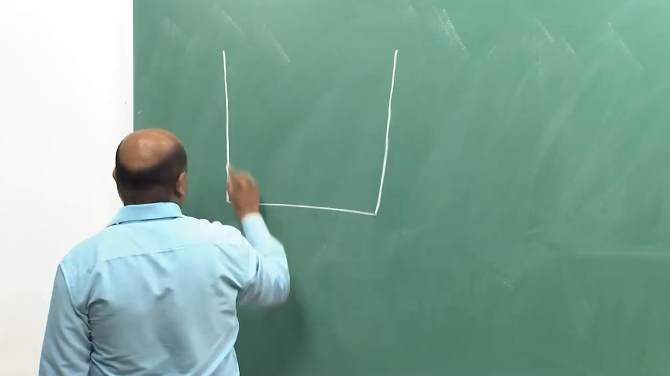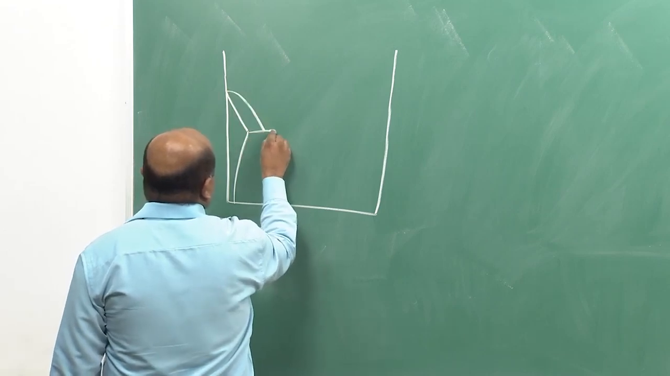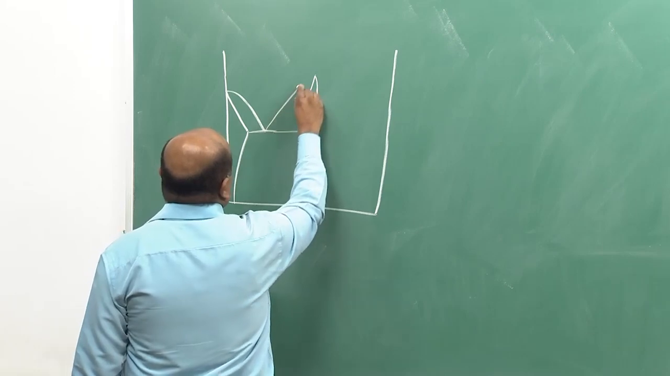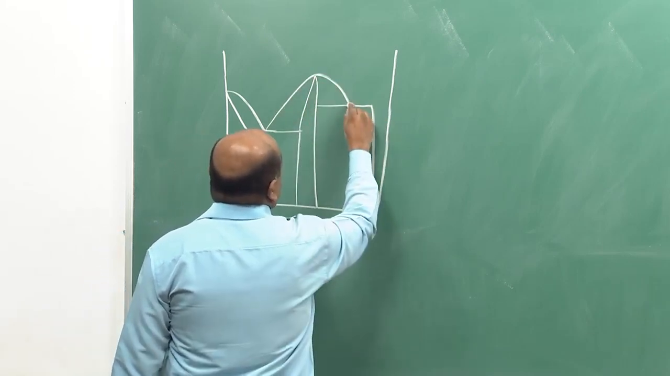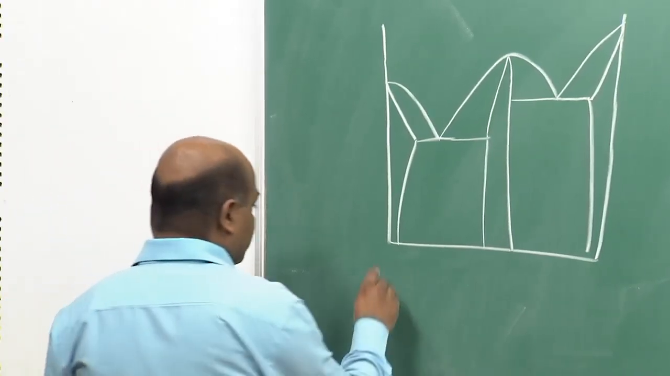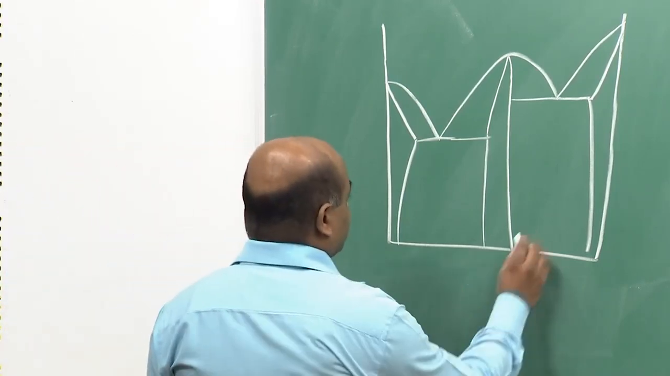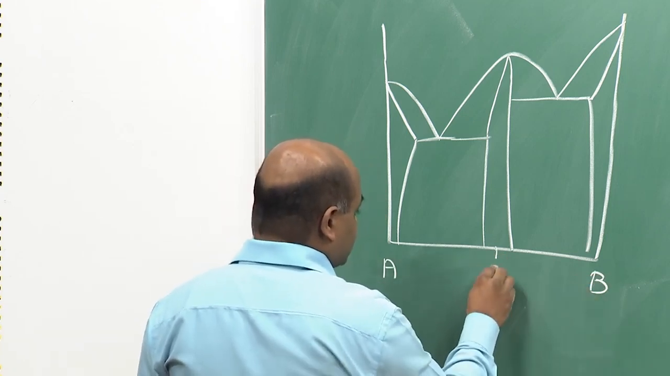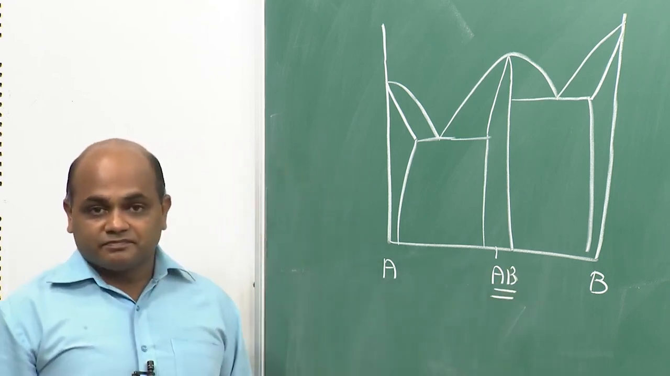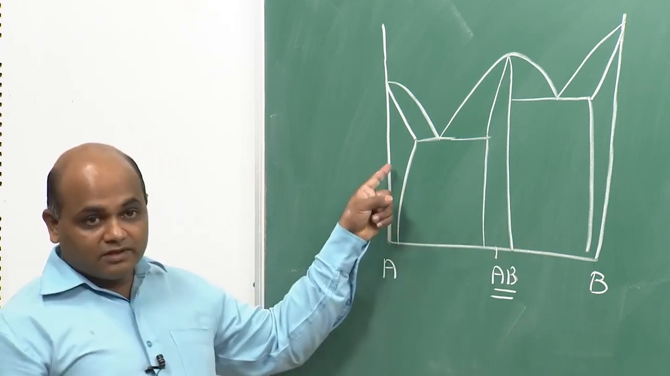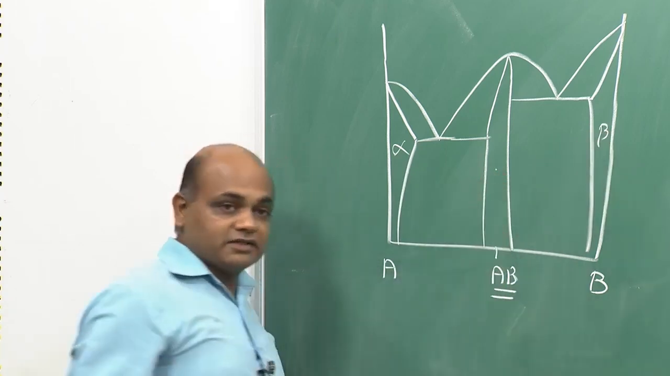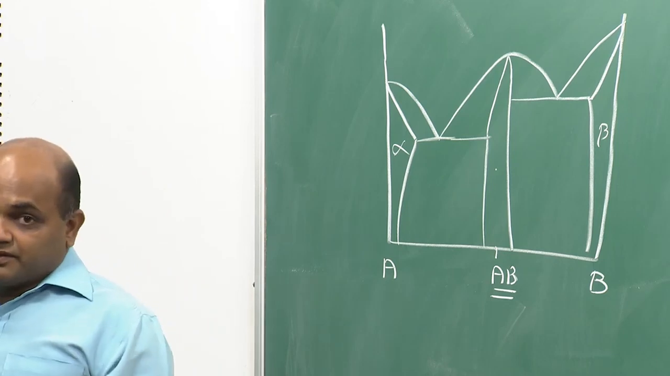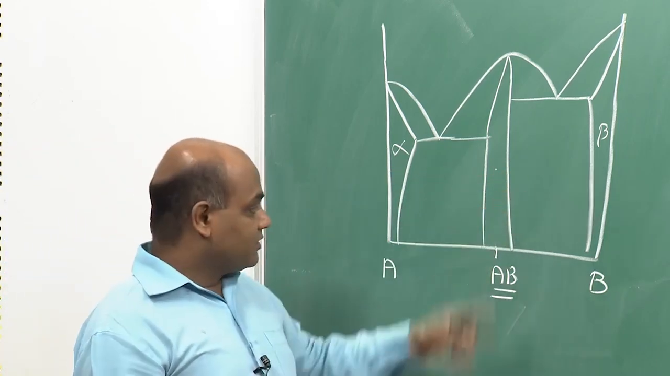Let's consider such an example. This is an example of a phase diagram with an intermediate phase. We may have A, B, and this is intermetallic AB. So, in that case, now we have three solid phases, alpha, beta, and intermetallic AB. This will have a completely different crystal structure. And then there is a liquid phase. So, we need at least 4 Gibbs free energy curves, one for alpha, one for beta, and one for AB.